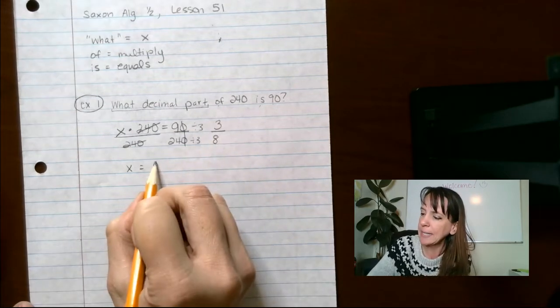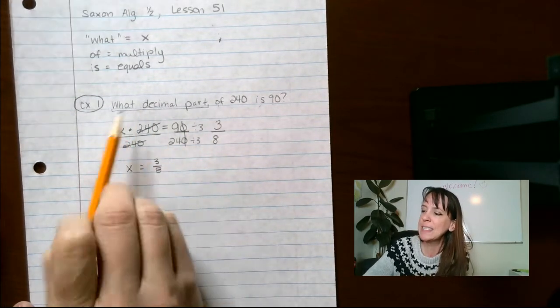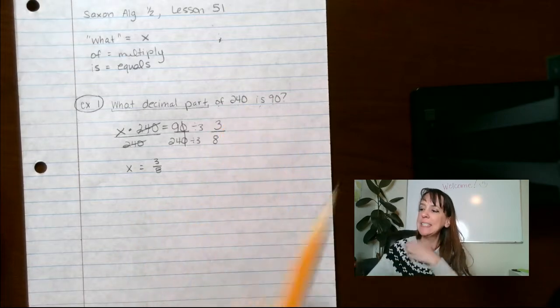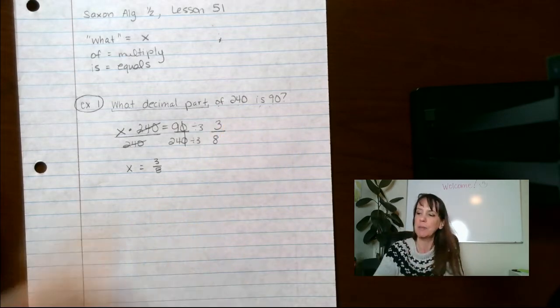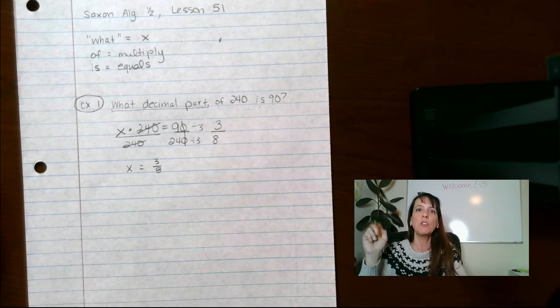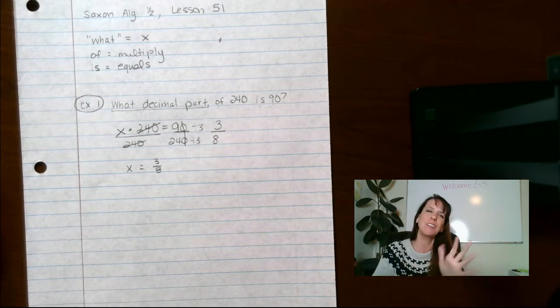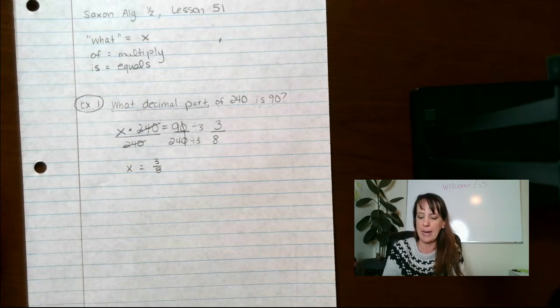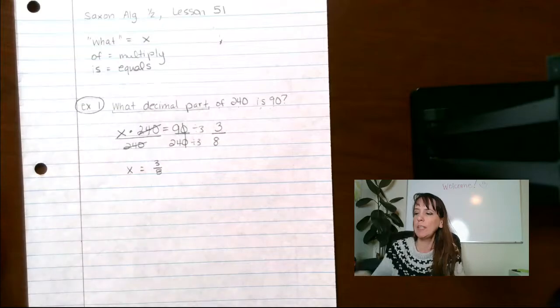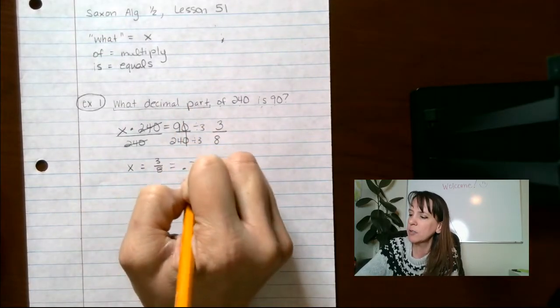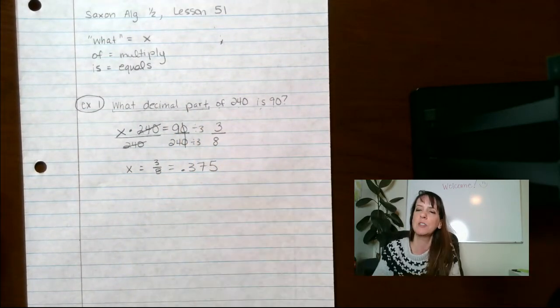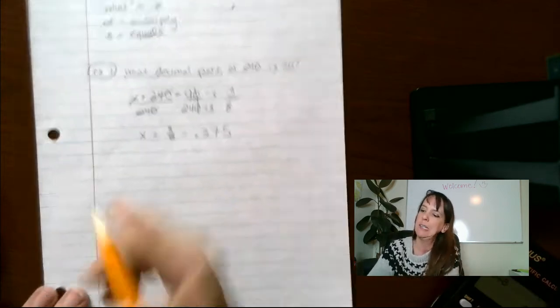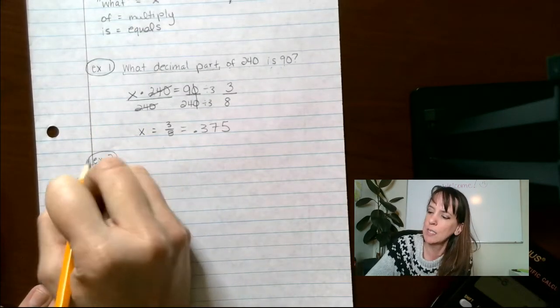So 3 over 8. So what decimal part of 240 is 90? Well, we have the fraction, but they want the decimal part, right? So you guys can use the calculator because you passed the lesson. So if we do 3 divided by 8, we end up with 0.375, or 375 thousandths.